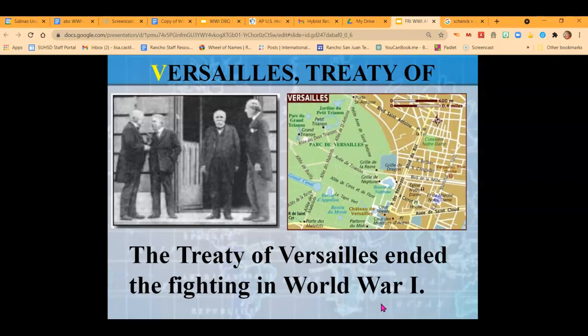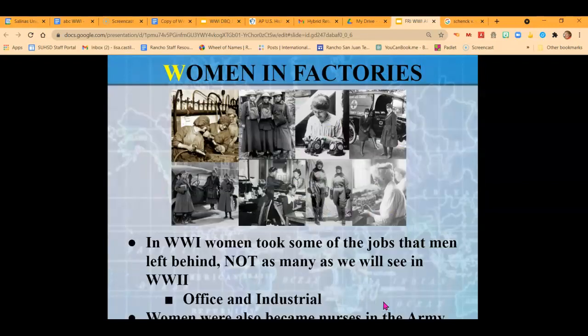Okay, QRS, TUV, W, let's get back to those women in factories. In World War I, women took over some of the jobs that the men left behind. Now, when we look at World War II, literally this country was run by woman power. Like, all the men were gone.